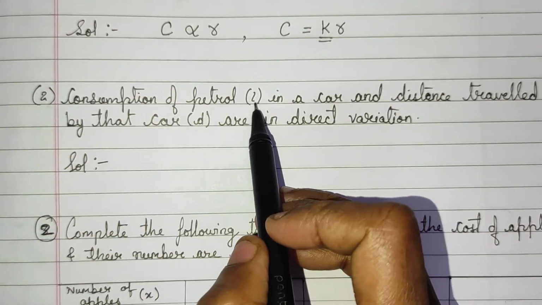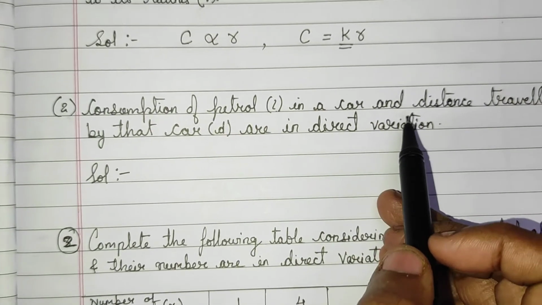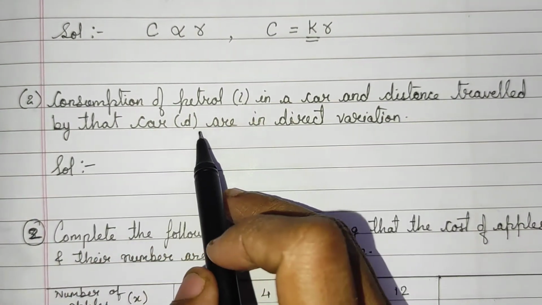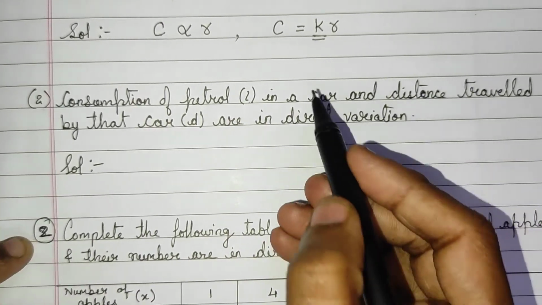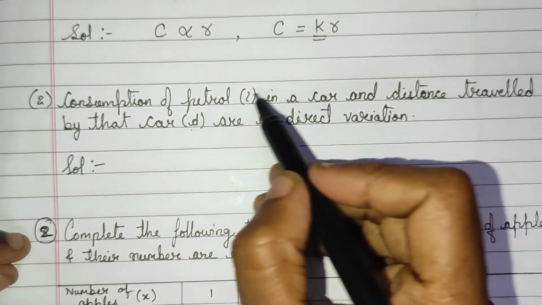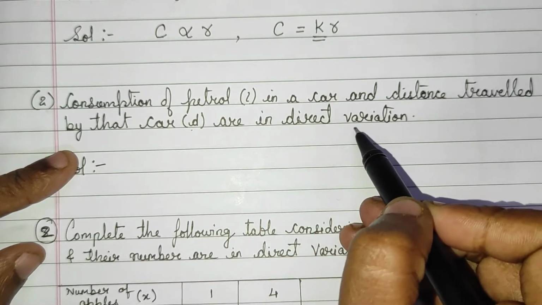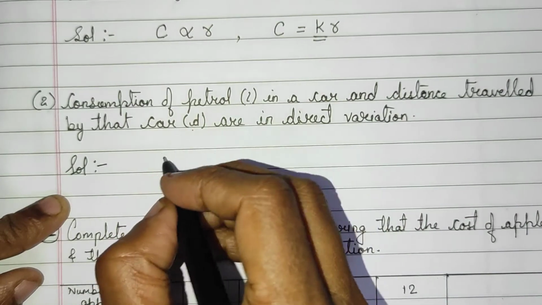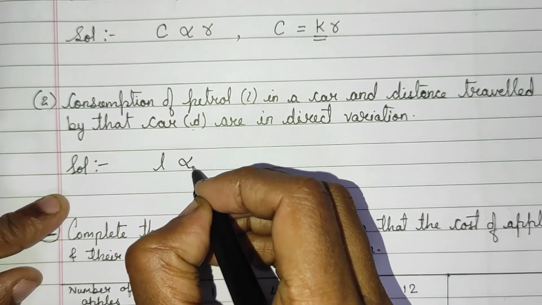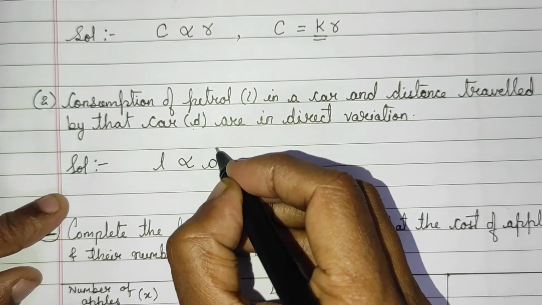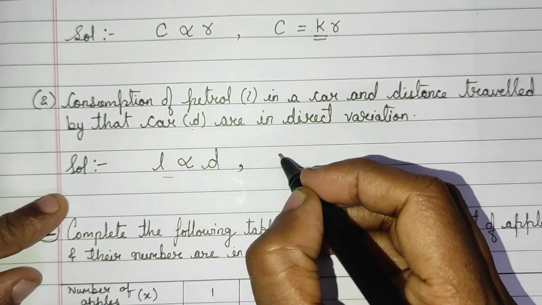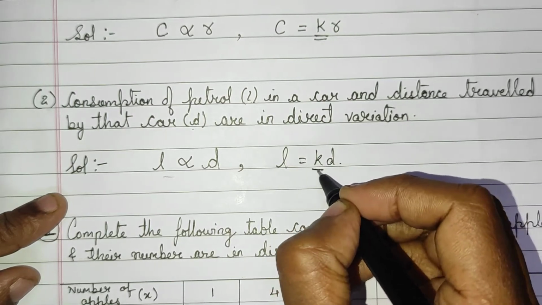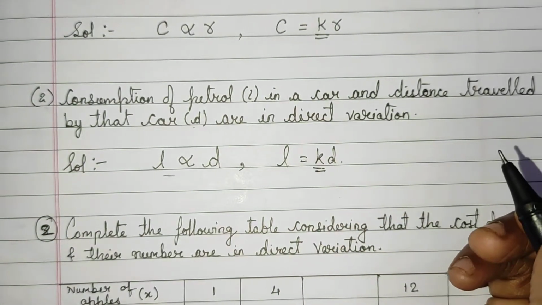Second sum. Consumption of petrol, that is L, in a car and distance travelled by that car D are in direct variation. So ये जो L है और ये D, L is directly varying with distance. So that is L directly varies to D. So either you can write like this or L is equal to K into D, where K is constant.